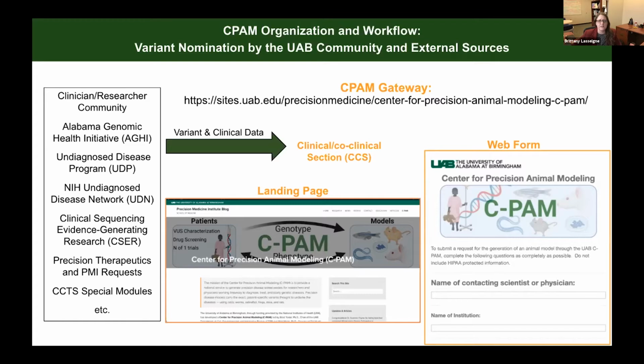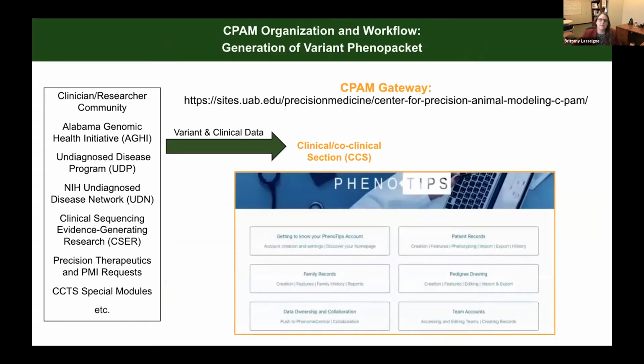So once these variants have been nominated, the co-clinical section generates what's called a FINA packet, which is with a program called Phenotips. And so FINA packets are this open standard for sharing disease and phenotype information. And it's really neat because the goal of this standardized data format is to improve the community's ability to understand, diagnose, and treat disease. So what it does is it links detailed phenotype descriptions with disease, patient, and genetic information.